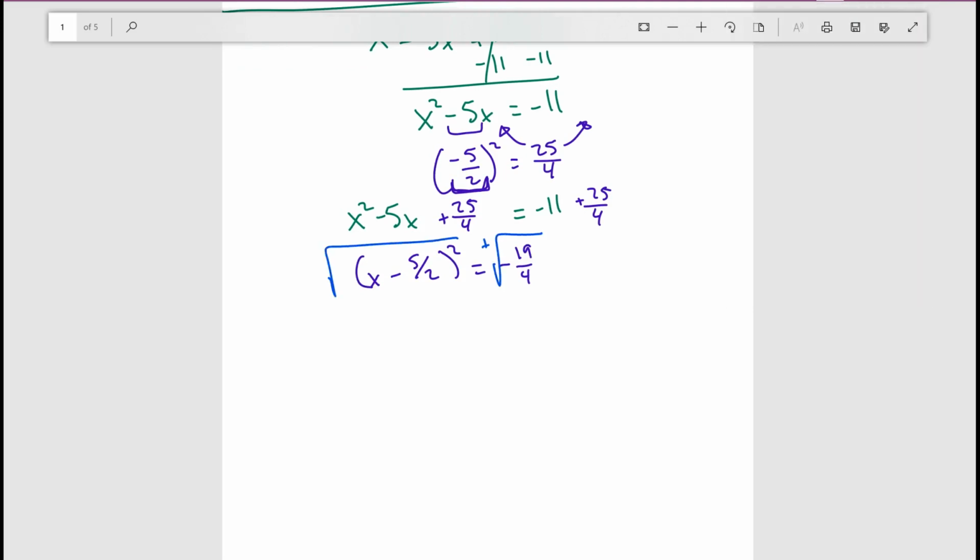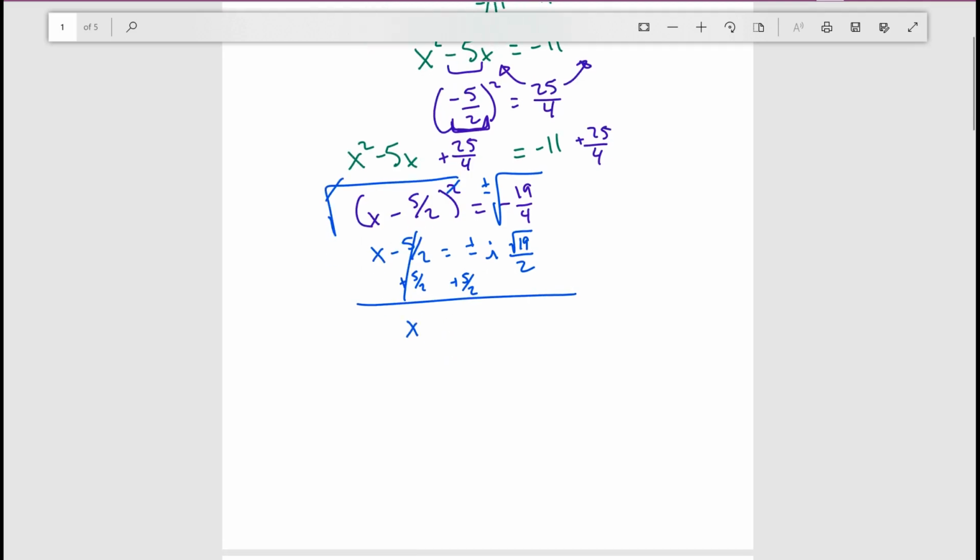Now the last thing that I'm going to do is take the square root of both sides. And when I take the square root, I also add plus or minus. So you're going to get x minus 5 halves is equal to plus or minus the square root of a negative, which is just going to be an i. The square root of 19 is going to stay as the square root of 19. The square root of 4 is going to be 2. And then I'm just going to add 5 halves to the other side. So you're going to get x is equal to 5 halves plus or minus i square root of 19 divided by 2. So this is my solution. You can write it as x equals 5 halves plus i square root of 19 over 2, comma, 5 halves minus i square root of 19 over 2.